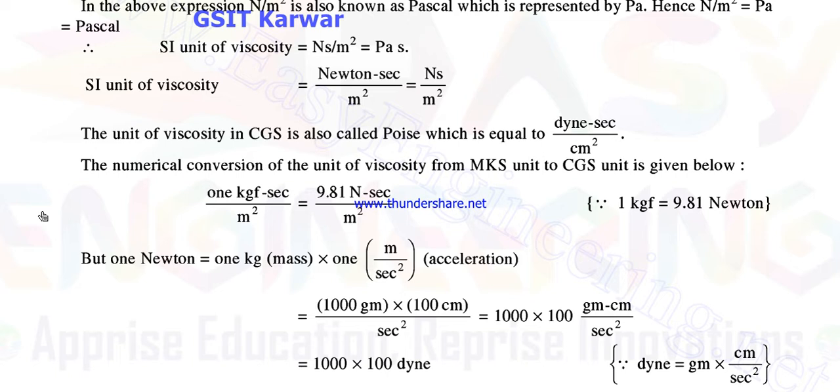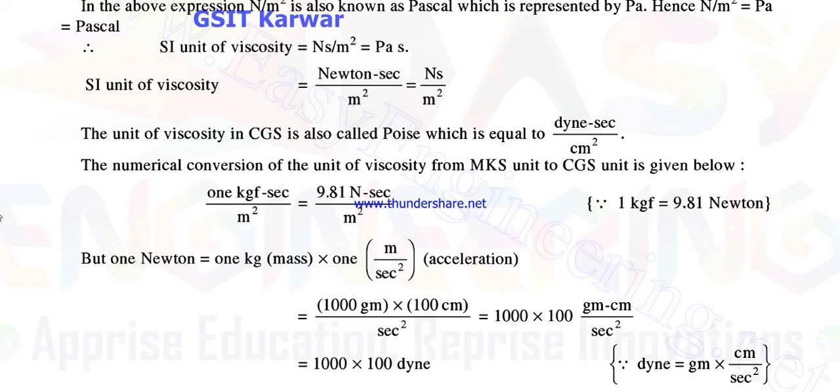The unit of viscosity in CGS is also called poise. You should remember this word also. This is also one of the units we are going to use in problems. Poise is equal to dyne second per centimeter square. The numerical conversion of the unit of viscosity from MKS unit to CGS unit is given below. You can observe the conversion.